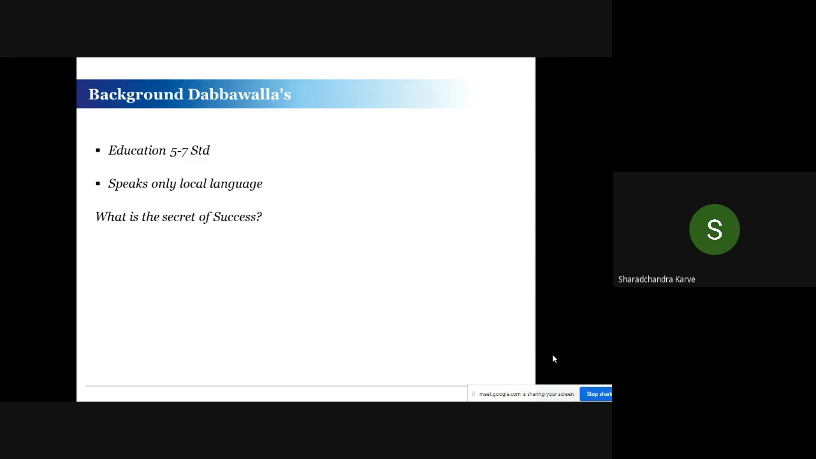So in the case of the Dabbawalas also, the design of the process is most important, and the product is being delivered because of the process. That is how we call it a product by process. So your product should come out as part of a process.